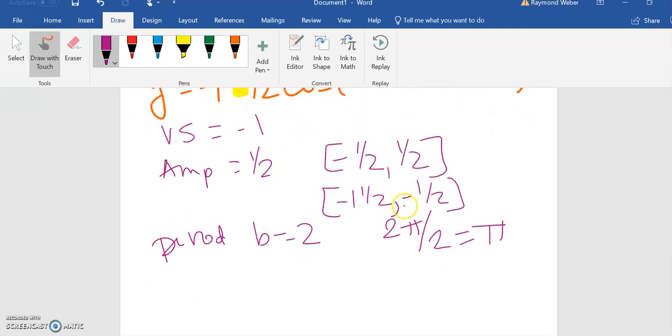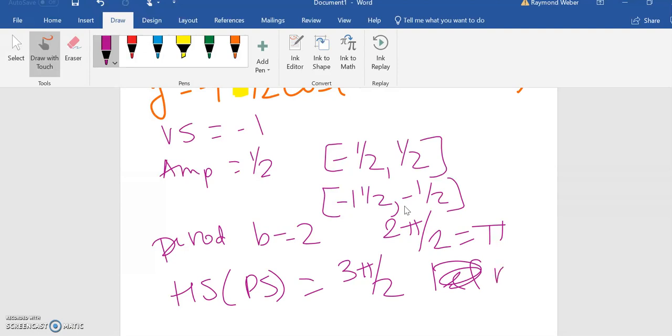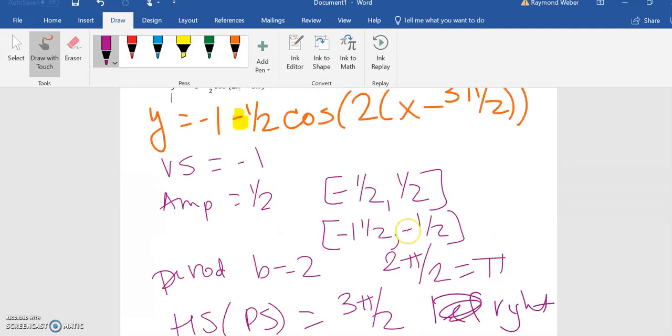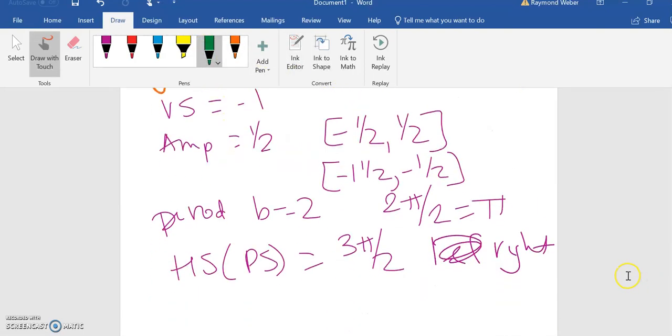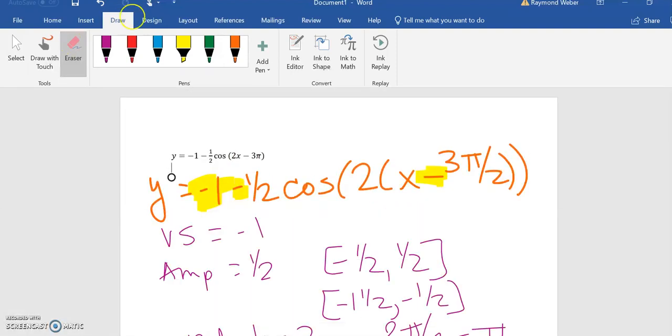And then my horizontal shift, or my phase shift, is 3 pi over 2, and I'm going to the right because this is negative and we go against the sign. So this is a downward shift out here because vertical shifts go with the sign, but horizontal shifts or phase shifts go against the sign. So rather than going left like you might originally think, I'm actually going right.